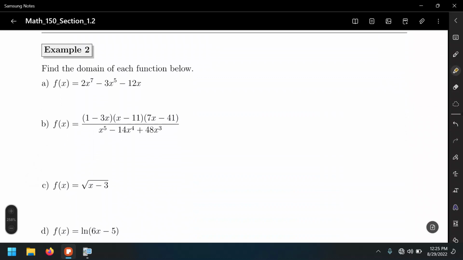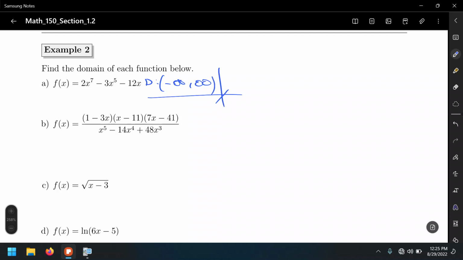Find the domain of each function below. F of x, for letter A, f of x equals x to the 7 minus 3x to the 5th minus 12x. What kind of function is that? Okay, what's the domain of a polynomial? All real numbers, all that. That's it.